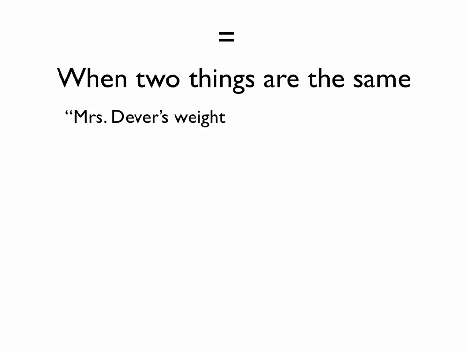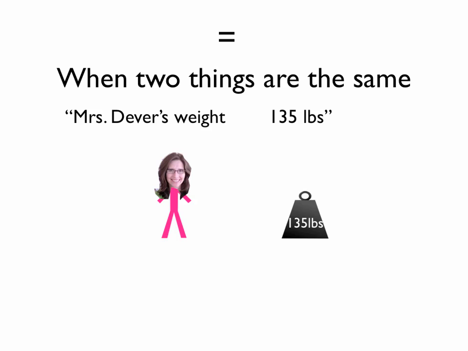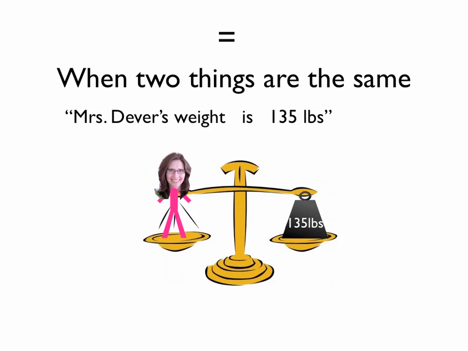So for example, if I said Mrs. Devers' weight is 135 pounds, what that means is that if you were to put me on one side and a 135-pound weight on the other, the two things would be equal to each other. That word "is" often translates to an equal sign. You can imagine a balance scale, and that these two things, me and the weight, would balance each other out perfectly, and that scale would be level.